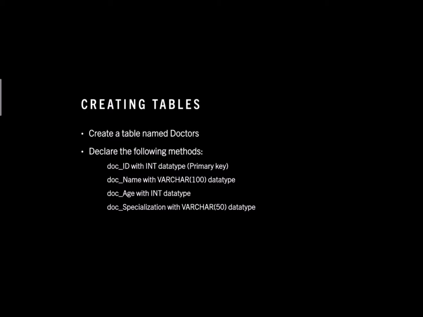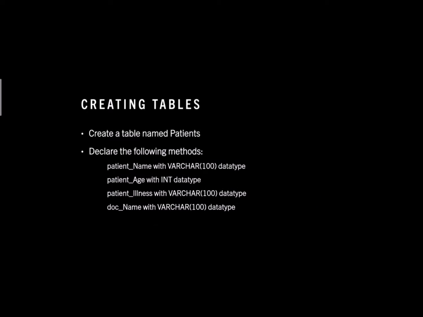We have doc_specialization so that it will be easier to know which doctor is needed for a specific patient. Next, in the table named patients, there are 4 columns as well: patient_name with varchar 100 data type, patient_age with int data type, patient_illness with varchar 100 data type, and doc_name with varchar 100 data type. The doc_name is in this table as well to know which doctor is needed for a patient, and patient_illness is the identifier for the user to know which doctor is needed based on his or her illness.